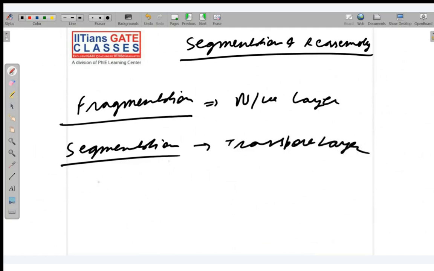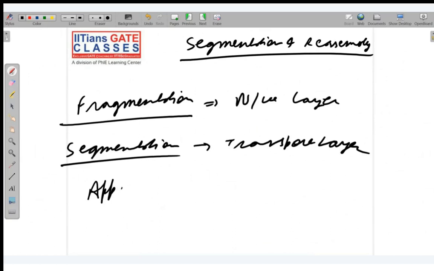What is segmentation? Forget about other layers. Roughly I will say application layer. You can think about the transport layer, the session layer, but forget about that. I will give you the reason after a few slides for why I am ignoring the session layer and presentation layer. So forget about session and presentation. I will simply say application layer.